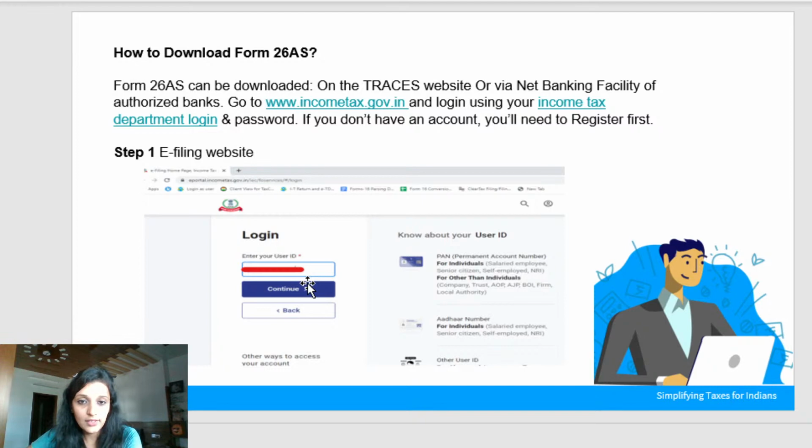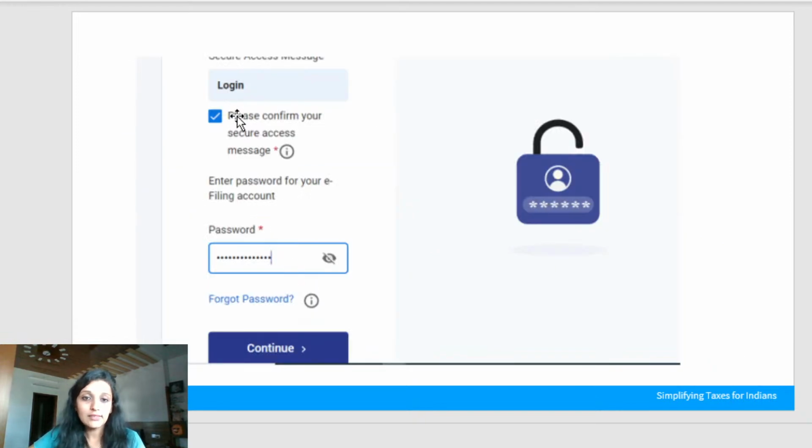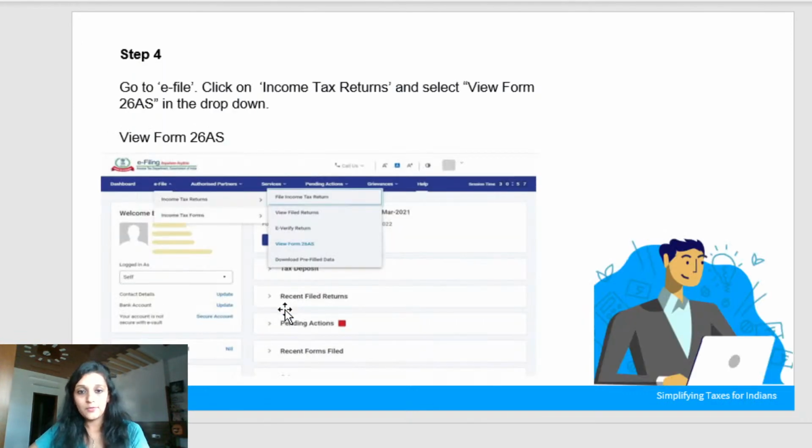When you click on continue, you will see a secure access message box. Just tick mark this one, enter your password and then continue. But first you have to tick mark this one. This is just for security reasons, to confirm that your account is accessed by you only. So due to this reason they have updated this. After entering your password, click on continue and proceed.